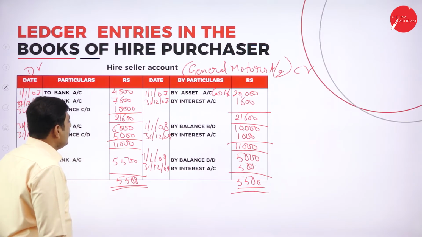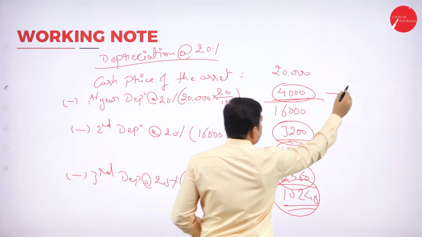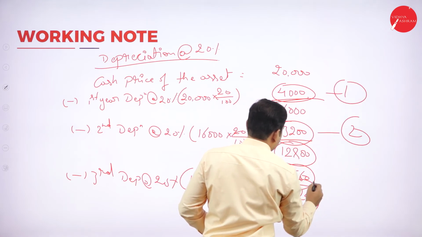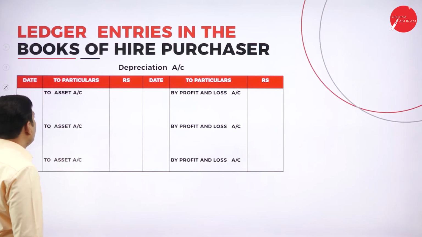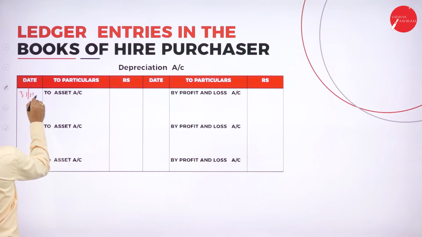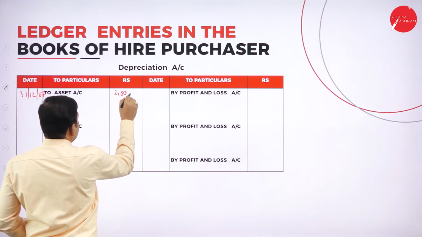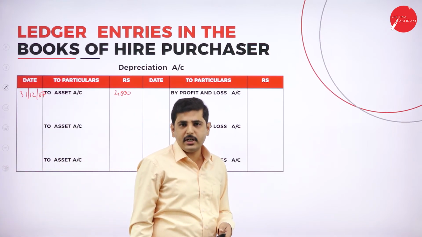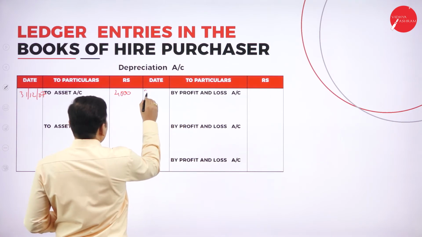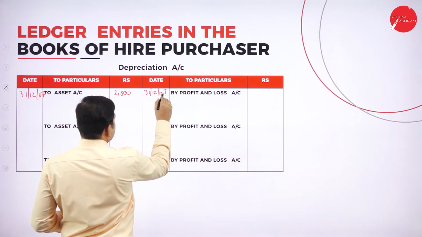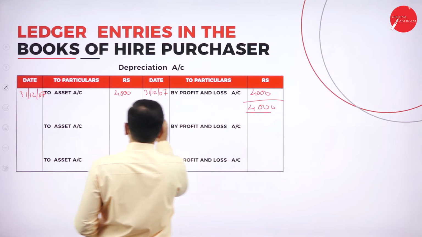What is the first year depreciation? Let's see. Our first year depreciation is 4000. This is the first year, this is the second year, and this is the third year. So let's write 4000 on 31st 12 2007, to asset it is 4000. Again it should be transferred to profit and loss account, depreciation account. So it is 31st 12 2007. Again 4000. So both sides are tallied, 4000, 4000.